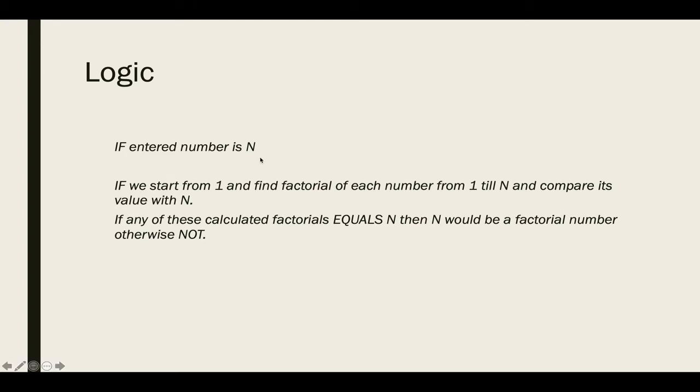Suppose the entered number is n. Then if we start from 1 and find the factorial of each number from 1 till n and compare the value. Okay, I will find the factorial of 1, compare its value with n, entered value n. Then I will find the factorial of 2, 3, 4 till n, and every time whenever I am finding the factorial, I will compare the result with n. And if any of these calculated value is equal to n, then I would just print that n is a factorial number. And if none of them is equal to n, then it is not a factorial number.